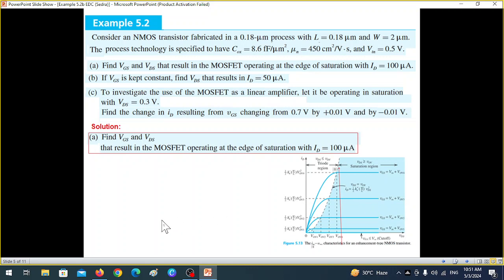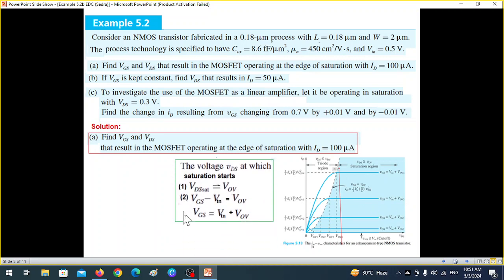This is the graph we will be referring to. And from here, we have already discussed that VDS at saturation is VOV, or from here VGS is VTN plus VOV. So we have to find VGS, and also we have to find VDS. So VDS at saturation is VOV. These two formulas we need to use. Now in both cases, we need to find VOV first of all, because VTN is given here.